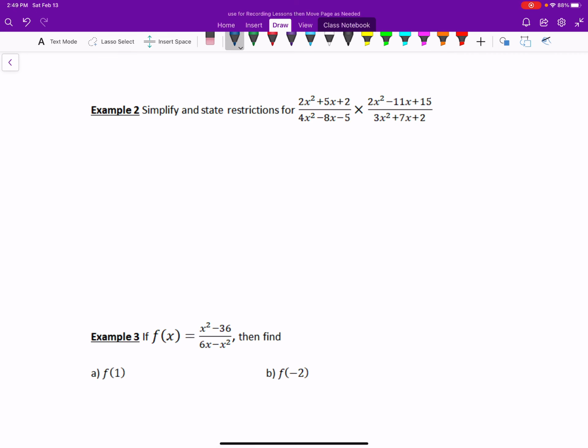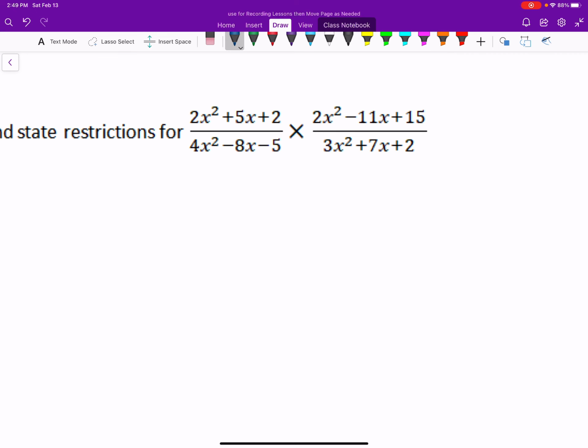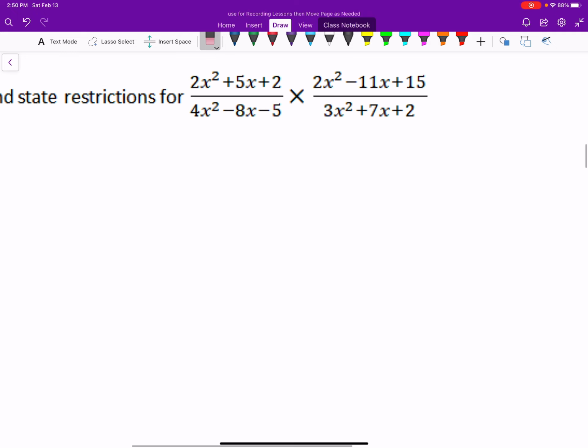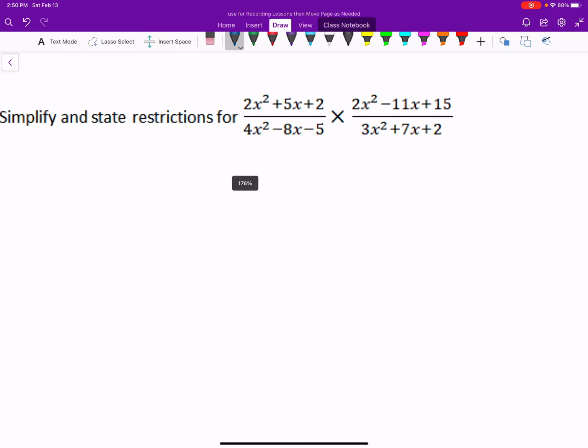Here's a more difficult looking one. Again, this is not factored. Absolutely have to factor it before I do anything. People who start crossing things out like 2x squared and 4, no, that doesn't work, it has to be factored. These are all trinomials, which can be factored using different factoring techniques.